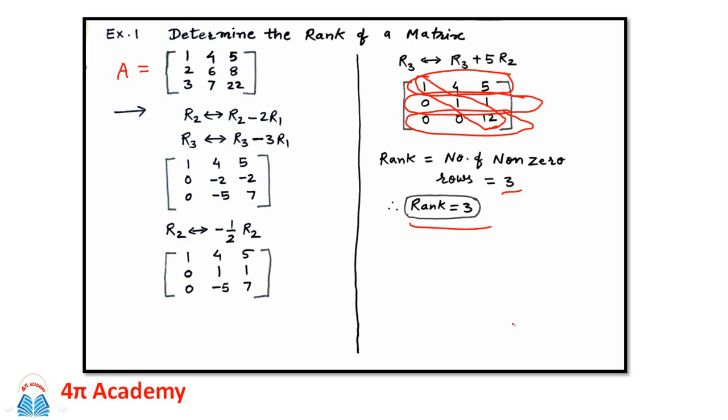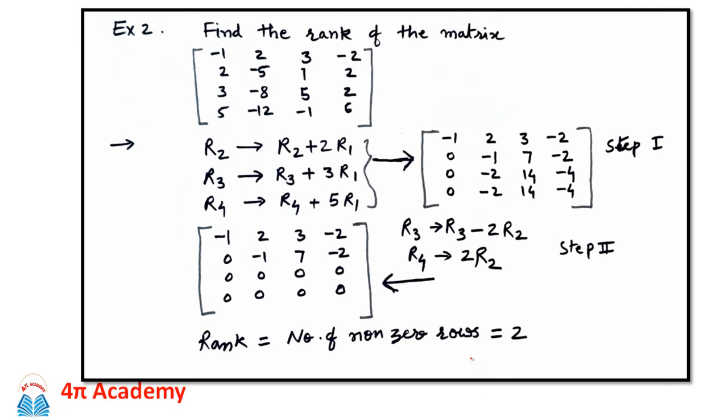So this is the simplest method: you have to perform the row operations on the matrix, reduce the matrix to the upper triangular matrix, and see the number of non-zero rows in the matrix. Since here the number of non-zero rows is 3, the rank of the matrix is 3. Let us take one more example and you will have a clear understanding of how to find the rank of a matrix.